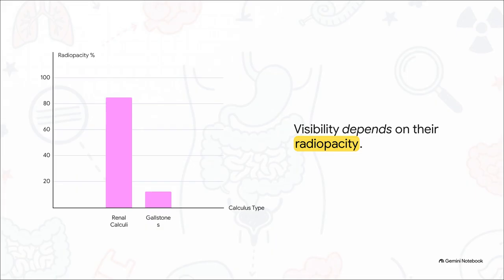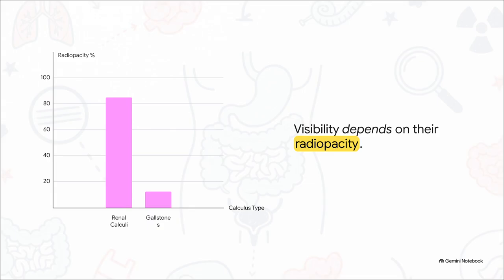This step requires us to carefully scan the abdomen for abnormal radio-opaque calcifications. But just think about this massive disparity for a second. You will easily spot 80 to 90% of renal calculi, but only 10 to 15% of gallstones are actually visible on a plain film. It's a classic pitfall. Just because you don't see a gallstone on an X-ray doesn't mean it isn't there. Their radio-opacity is just remarkably low.